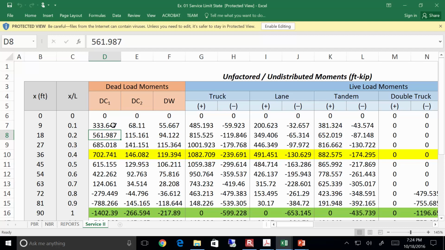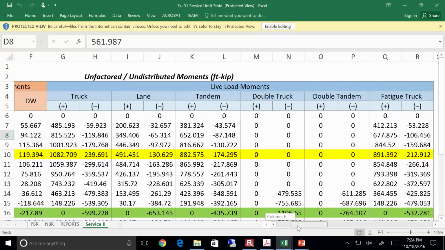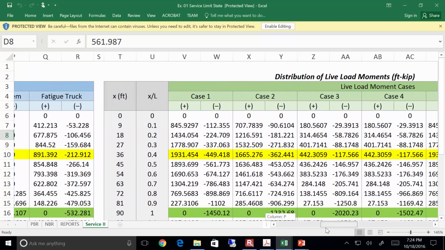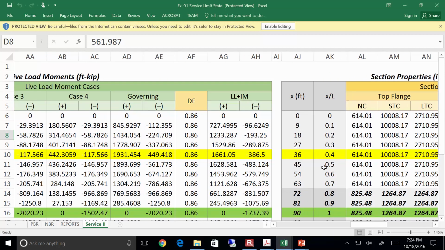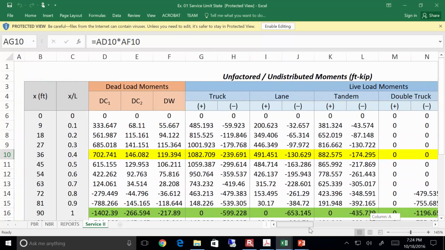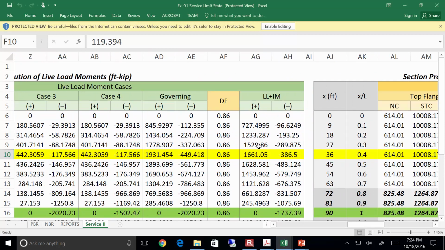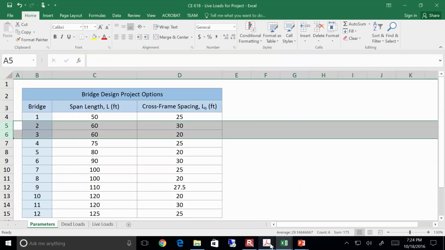As for the live load moments, I'm going to use these ones all the way over here. Okay, so remember we did the case 1, case 2, case 3, case 4, did all that. And then we got this. Remember that? Everybody okay with that? So what do we have? Let's read our values off. I got what, like 702.74. I got a 146.08, 119.39. And then since my live load is a range and I'm looking at positive bending, I might as well just use that one, the 1661. That's going to generate the largest stresses.